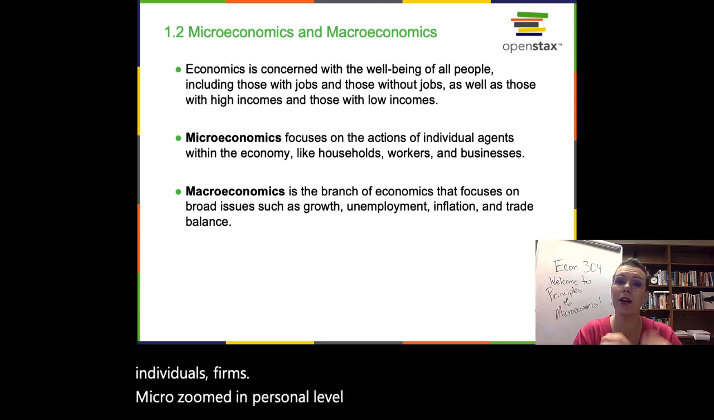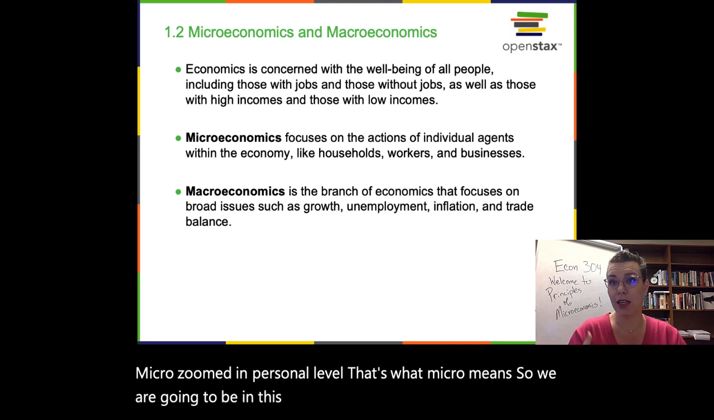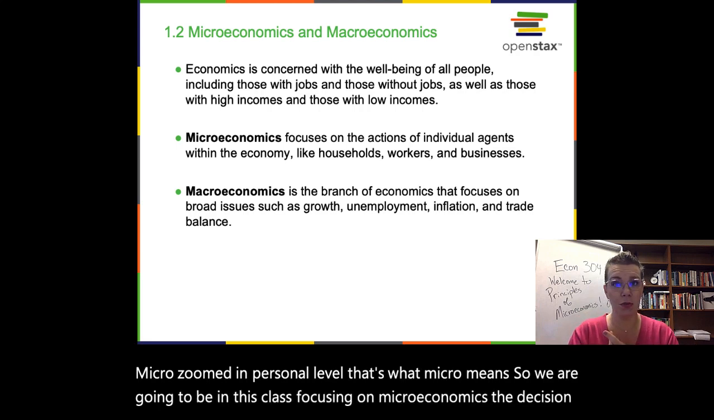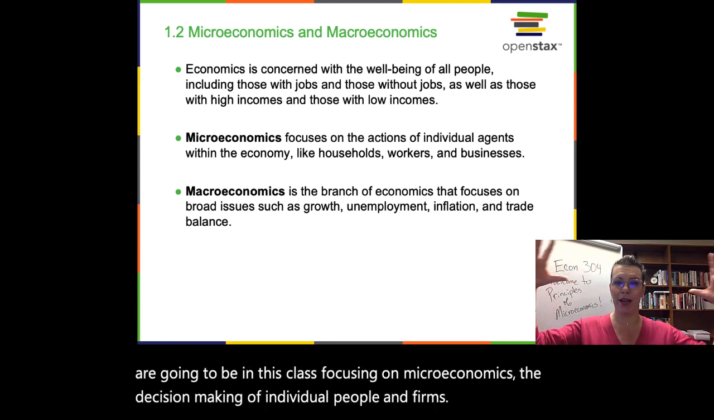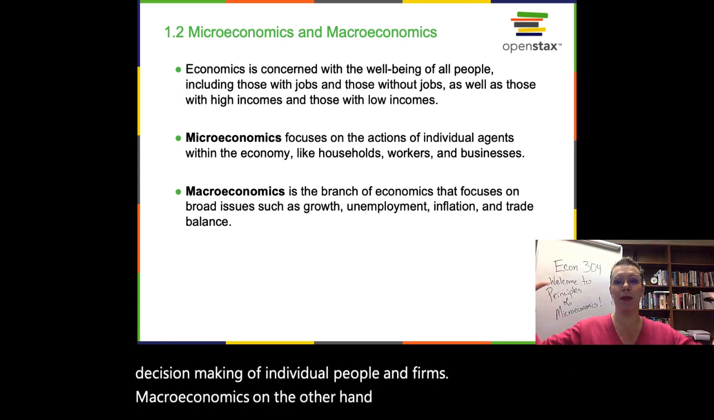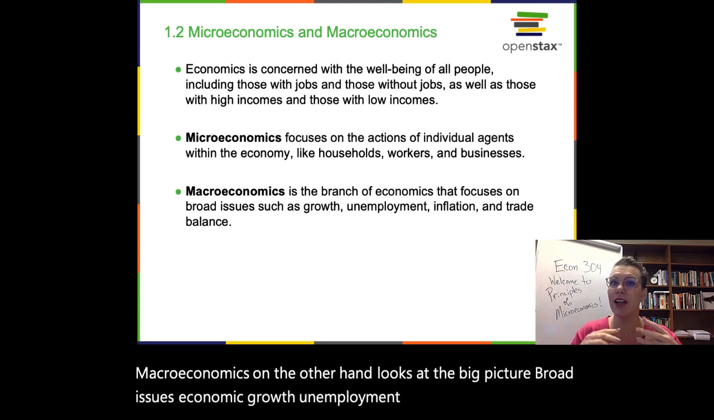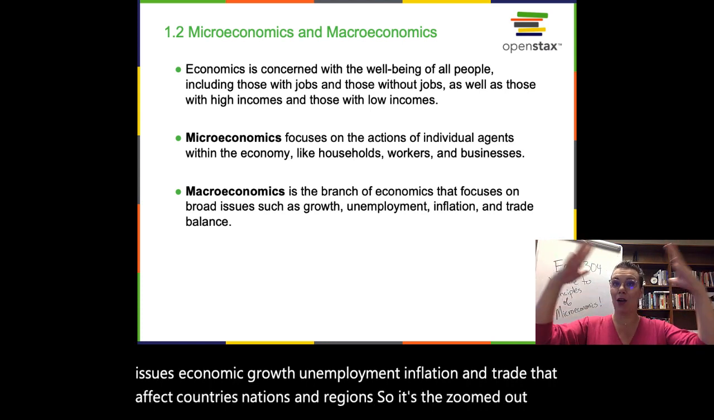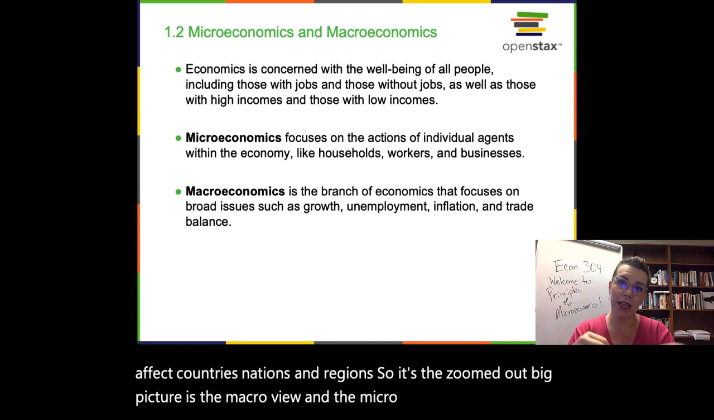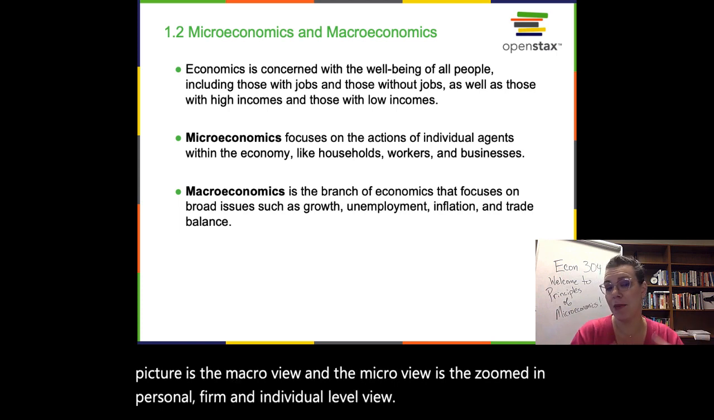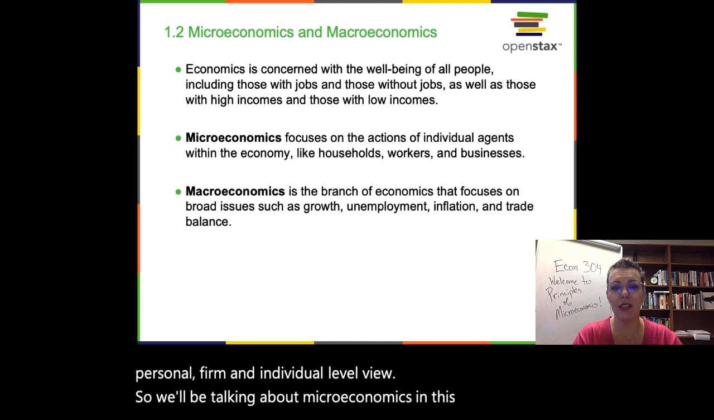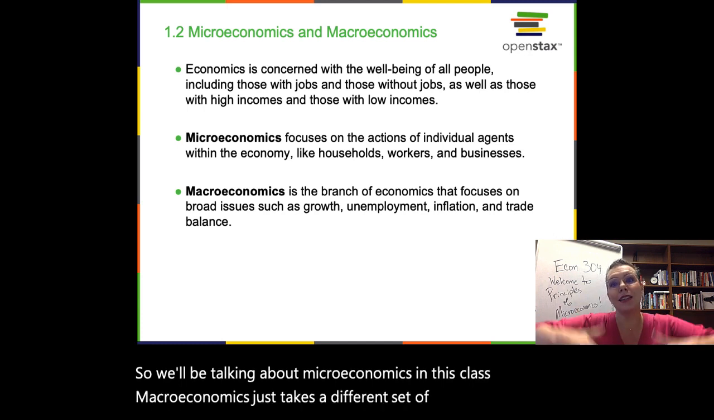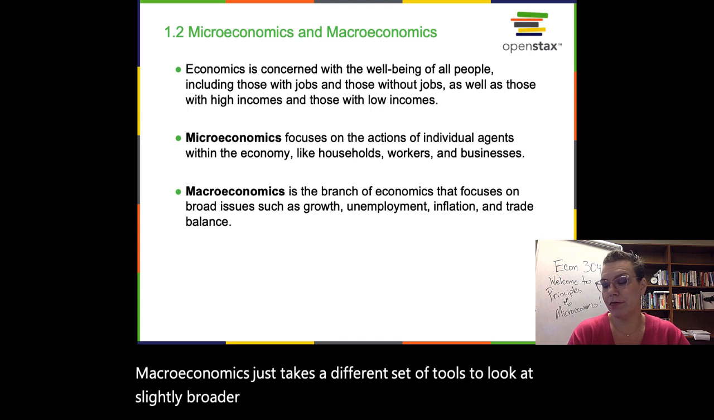That's what micro means. So in this class, we're going to be focusing on microeconomics, the decision-making of individual people and firms. Macroeconomics, on the other hand, looks at the big picture: broad issues like economic growth, unemployment, inflation, and trade that affect countries, nations, and regions. So the zoomed out big picture is the macro view, and the micro view is the zoomed in personal, firm, and individual level view. So we'll be talking about microeconomics in this class. Macroeconomics just takes a different set of tools to look at slightly broader problems and questions. Okay?